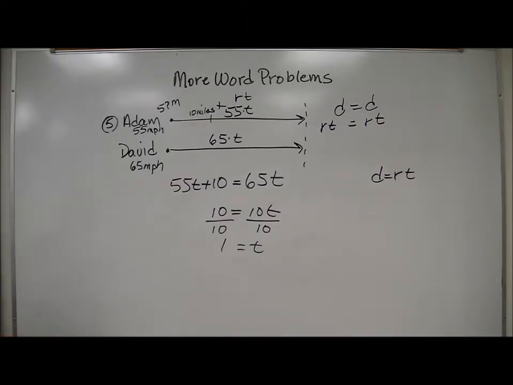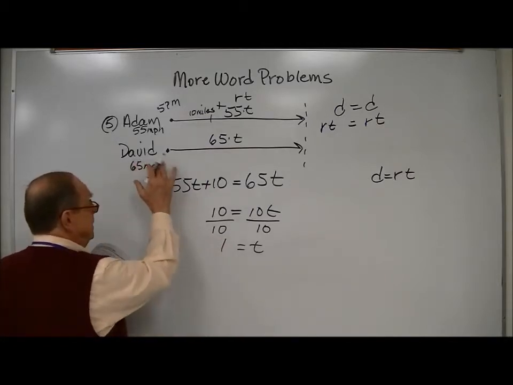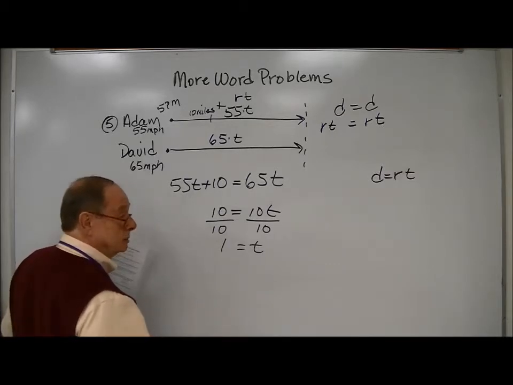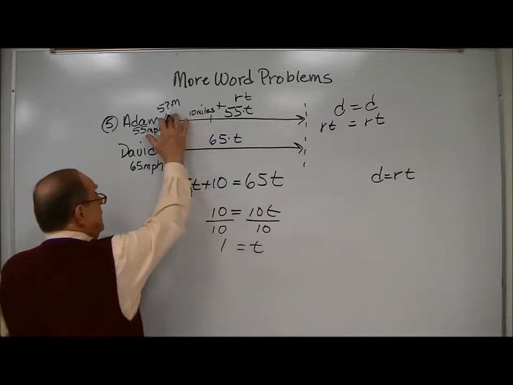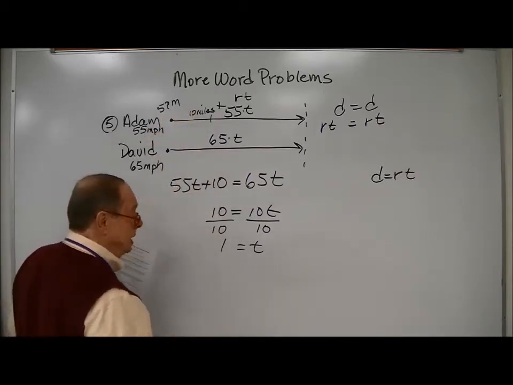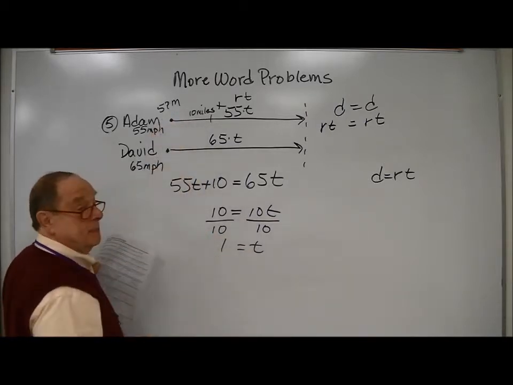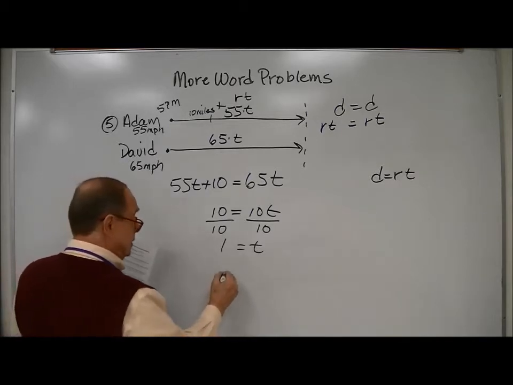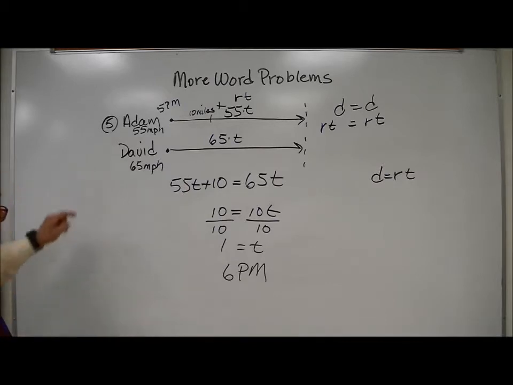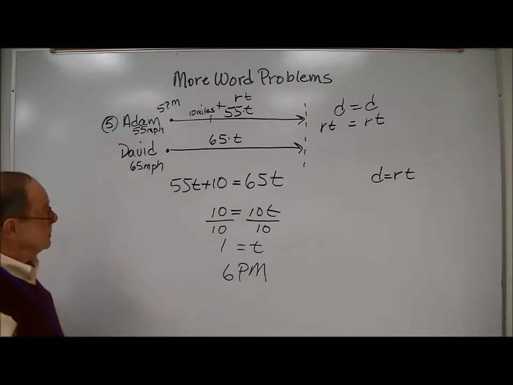Now, we're not quite finished because they're asking, at what time will David catch up? Well, we know it's going to take an hour. He started at 5 p.m. So what will the time be after we add 1 hour to 5 p.m.? Right, it's going to be 6 p.m. So that's the time when David will catch up to Adam. And there's sort of a summary of what we've done.